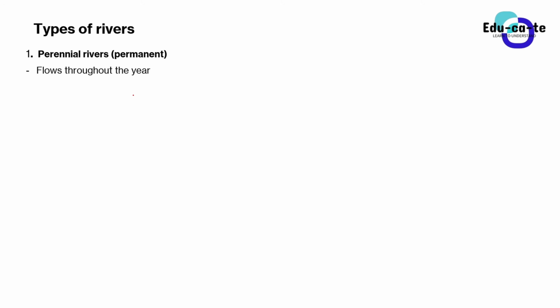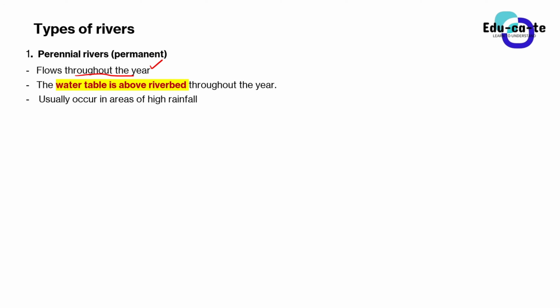We say it is permanent because it flows throughout the year. Basically, it never stops flowing. It just means that the river continues to flow, whether there's rainfall or there is no rainfall. What actually causes this? It is because the water table is always above the riverbed throughout the year, and this usually occurs in areas of high rainfall.